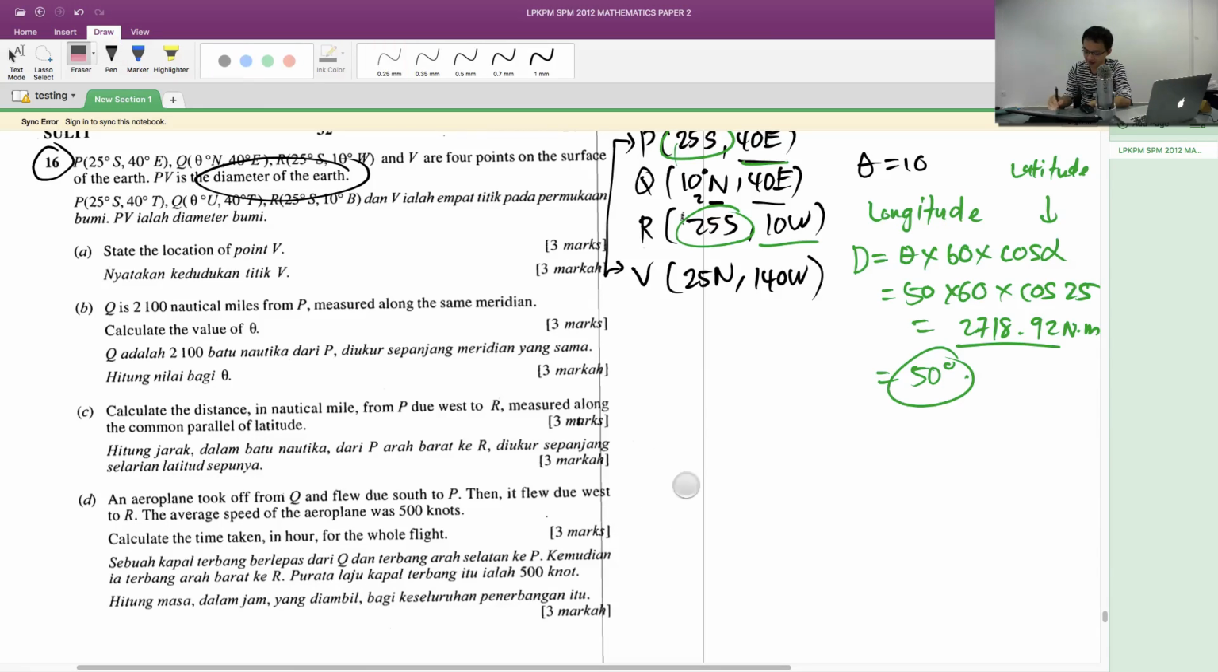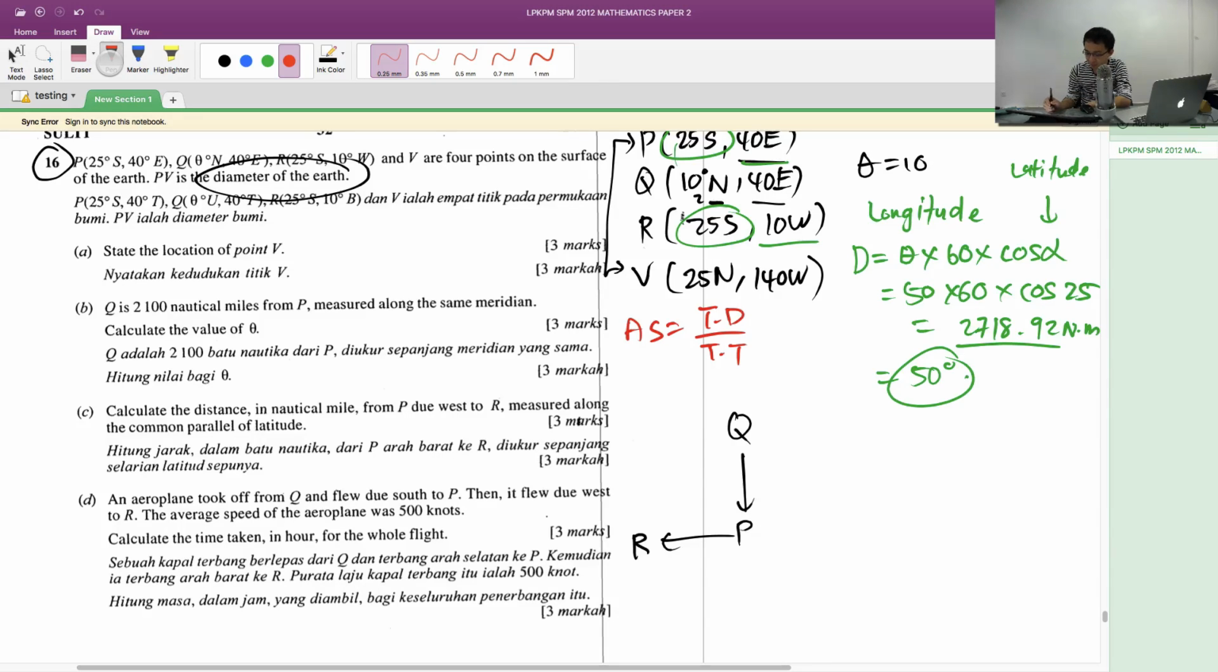Okay, now I got the basic idea, so let me draw nicely a bit. This is Q to P, and then P to R. Then the average speed of the aeroplane is 500. The formula for average speed is very easy: average speed equals total distance divided by total time. Knot is basically just a speed, like km per hour, but it's the speed that's used for planes. So in this case, first thing I want to find is the total distance.